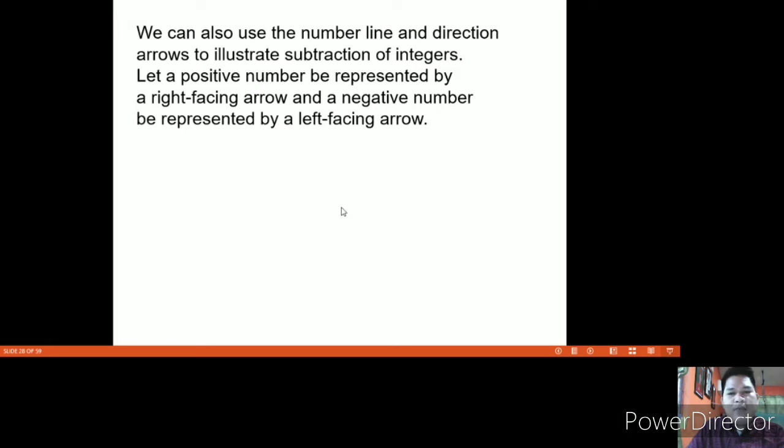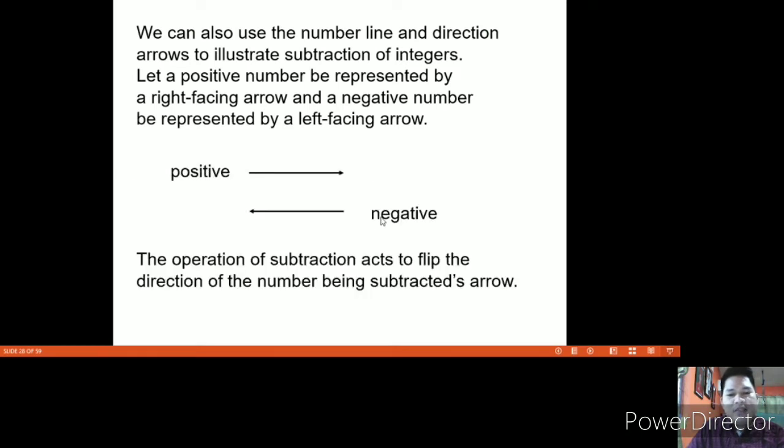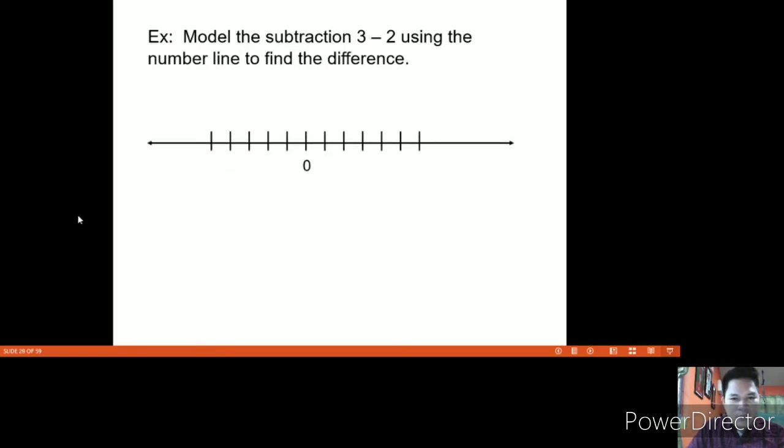So we can also use the number line and direction arrows to illustrate subtraction of numbers. Let a positive number be represented by a right-facing arrow and a negative number be represented by a left-facing arrow. So positive goes to the right, negative to the left. The operation of subtraction acts to flip the direction of the arrow of the number being subtracted.